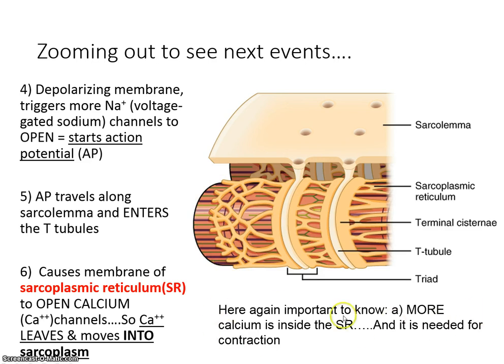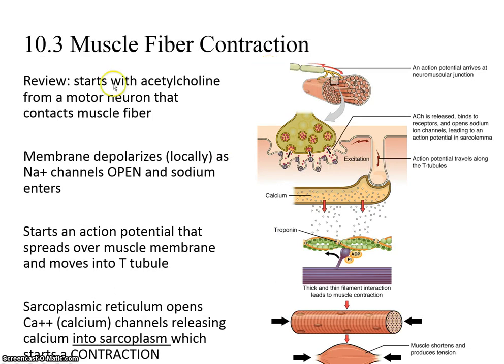It's important to know that there is more calcium inside the sarcoplasmic reticulum than out, and that calcium is the necessary ingredient, as we said in a former video, for contraction. So, muscle fiber contraction, how do we get here? Start with the acetylcholine. We always have to back up to where we started and trace everything back again, reinforcing. Start with the acetylcholine, released from the axon into the synapse, moving across the synaptic cleft and binding to a receptor that's in the sarcolemma of the muscle.